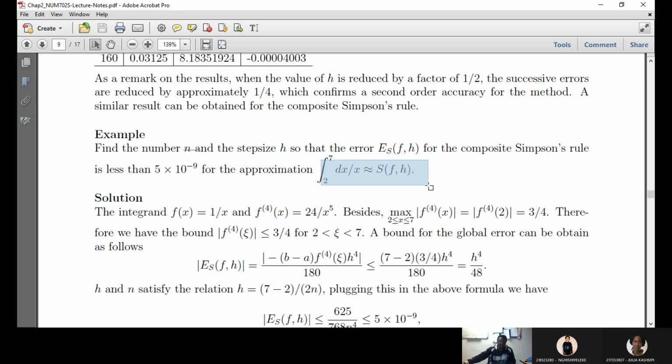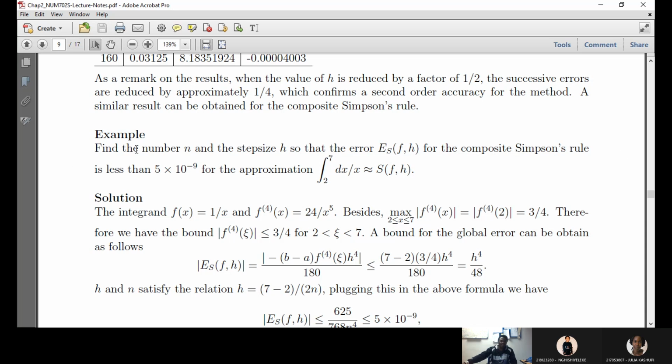So we are approximating this definite integral from 2 to 7 of the function 1 by x using the Simpson rule. If you use that Simpson rule, we know already that the error term is given by minus b minus a into the fourth derivative into h to the 4 by 180. That's the formula for the error term.